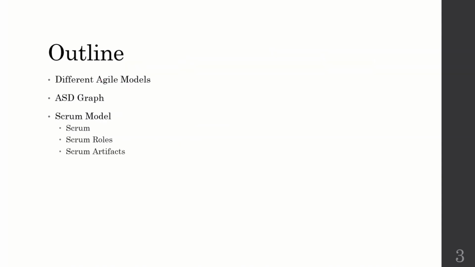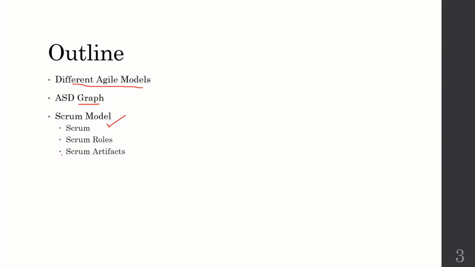Now today's outline includes the following topics. We'll first cover the different agile models. We will see the list of agile models that are available. Then we will have a look at the ASD graph, that is, Agile Software Development Model graphs. And then finally, we will have a detailed discussion on the Scrum model and its various components like Scrum roles and Scrum artifacts.